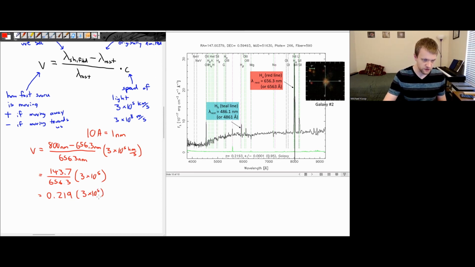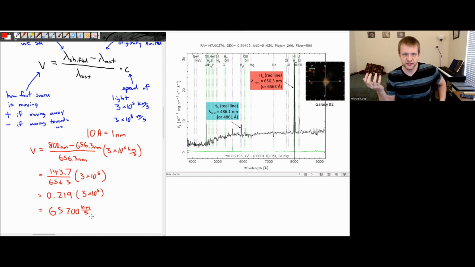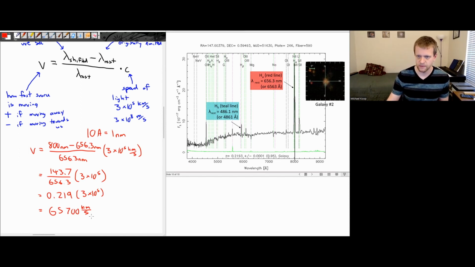So multiplying that by the speed of light, I got that this galaxy is moving away from us, because it's a positive value, at approximately 65,700 kilometers per second. So this galaxy is moving away from us at quite a large clip. But that was using the hydrogen alpha line, the red hydrogen line. They have different names, and I apologize for using that notation without saying it. The red hydrogen line is how we got that number. What if we looked at the teal hydrogen line?